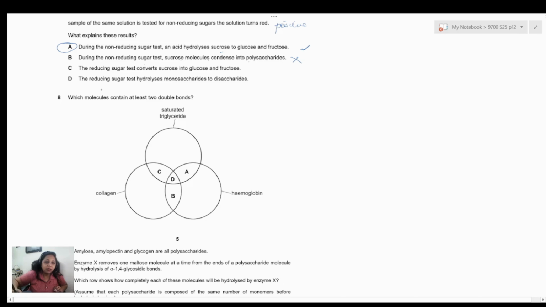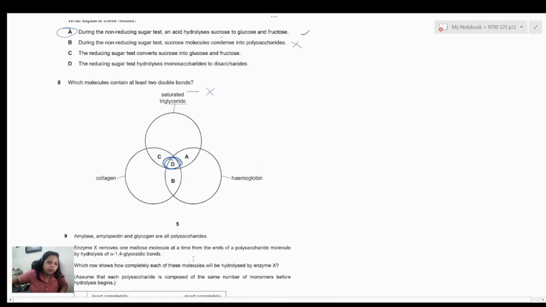So saturated is not going to have the double bond, because saturated itself indicates something related to single bonds. Okay, collagen and hemoglobin also have the saturated bonds. So here we have triglyceride. If we talk about saturated one, saturated has no double bond, but triglyceride has. So the correct option is D.